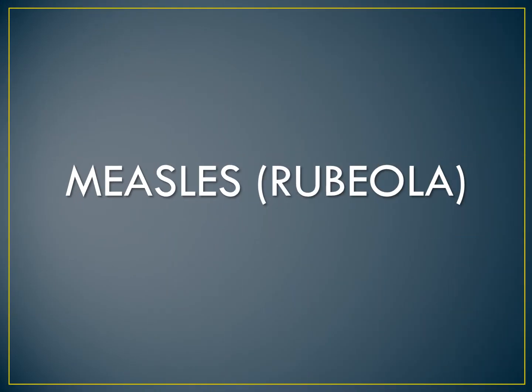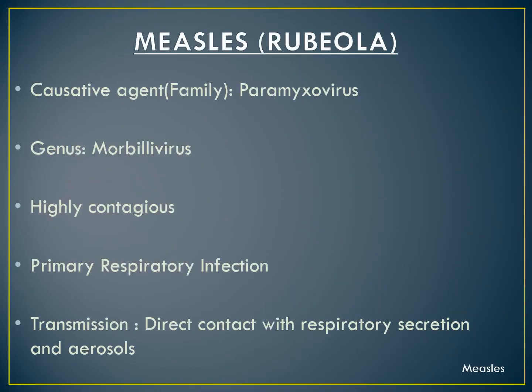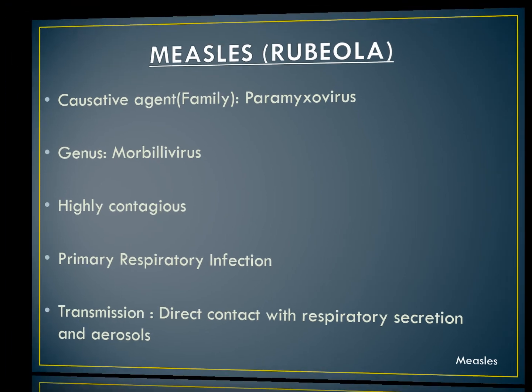Measles, also known as rubeola, is a highly contagious infection produced by a virus in the family Paramyxoviridae and genus Morbillivirus. It is a primary respiratory infection. Transmission is through direct contact with respiratory secretions and aerosols.